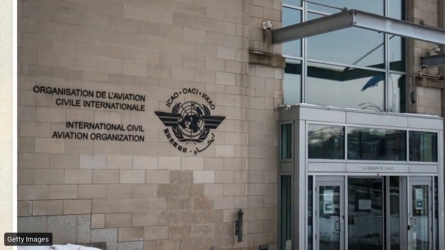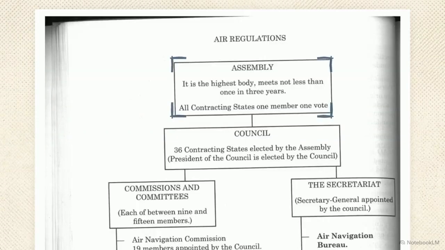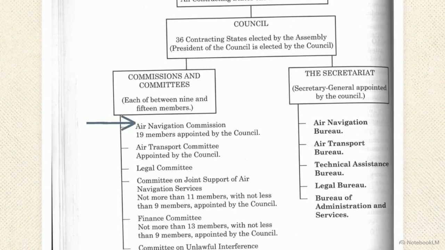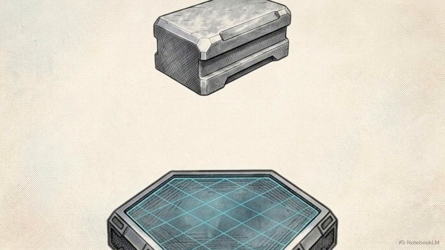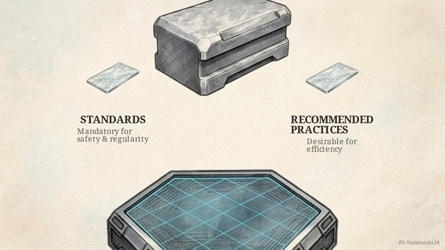It is a specialized agency of the United Nations, headquartered in Montreal. ICAO is organized into the Assembly, which includes all member states, the Council, a 36-state executive body, and technical bodies like the Air Navigation Commission. On our blueprint, ICAO rises as a central pillar. Its output is SARPs, Standards and Recommended Practices. Standards are mandatory for safety and regularity, while recommended practices are desirable for efficiency.